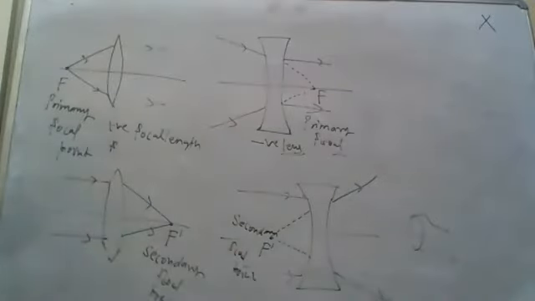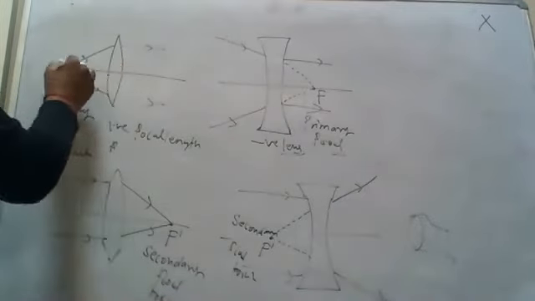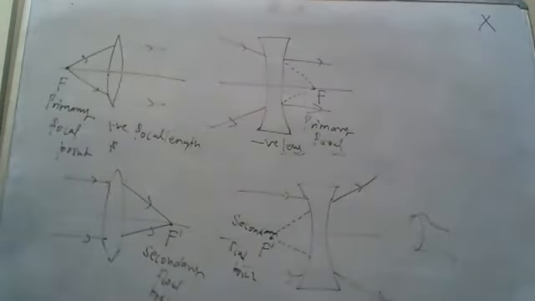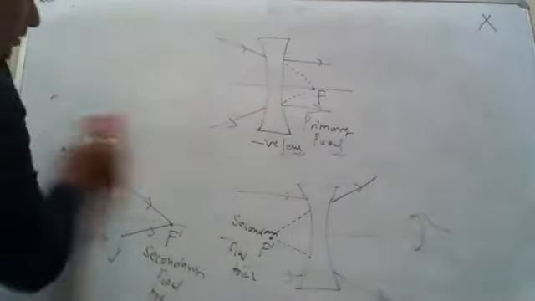So basically the distance we measure in this case, the focal points and focal length, is measured from this surface, this refracting surface. The distances are measured, the focal length, primary and secondary focal length. So any question here so far? No question.